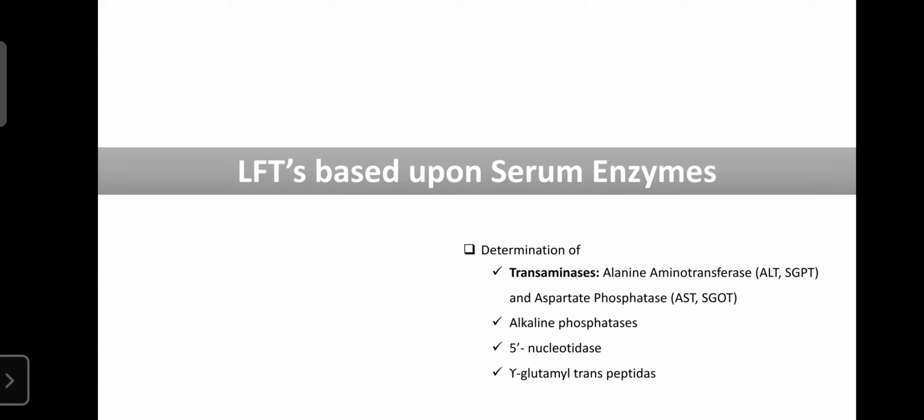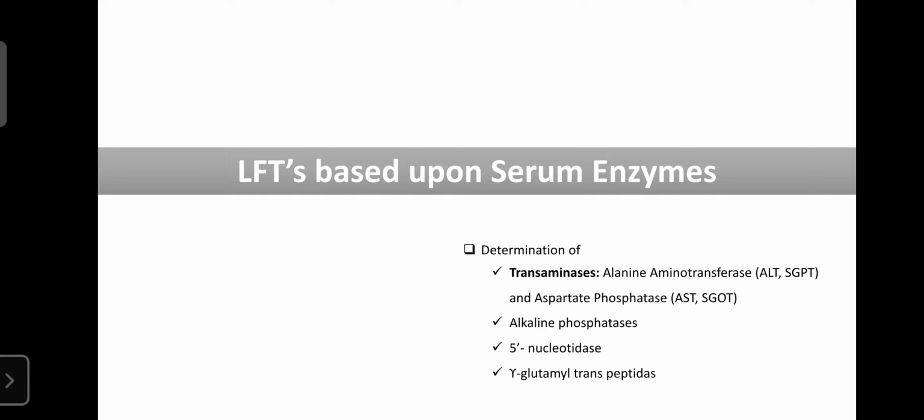So next is the LFT based upon the serum enzymes. Various enzymes are there. Among the commonly used enzymes in the market for assessment of liver function are the transaminases, that is, alanine aminotransferase (ALT, SGPT) and aspartate aminotransferase (AST, SGOT). These enzyme levels are normally less than 40 units per deciliter, and they are found in the plasma.